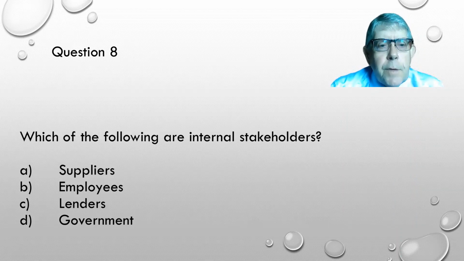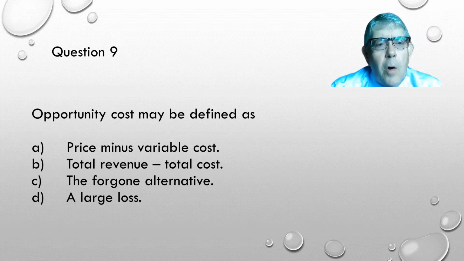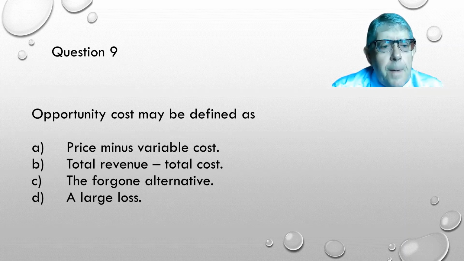Question 8. Which of the following are internal stakeholders? A, suppliers, B, employees, C, lenders, or D, government? Question 9. Opportunity cost may be defined as A, price minus variable cost, B, total revenue minus total cost, C, the foregone alternative, or D, a large loss.